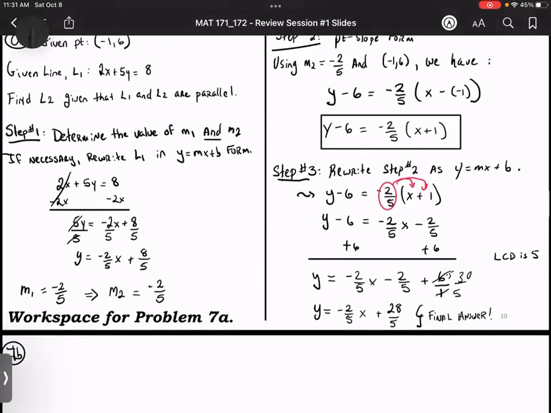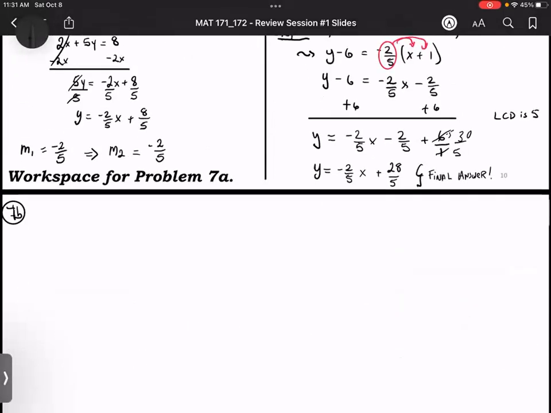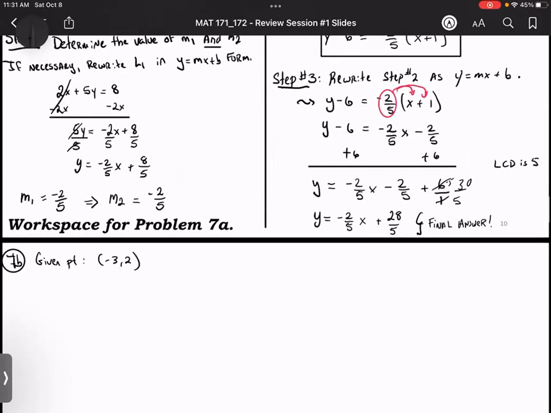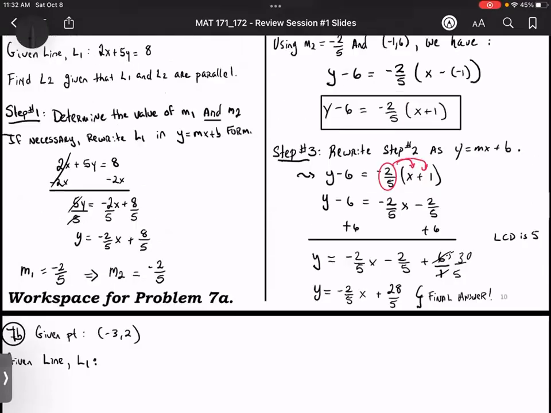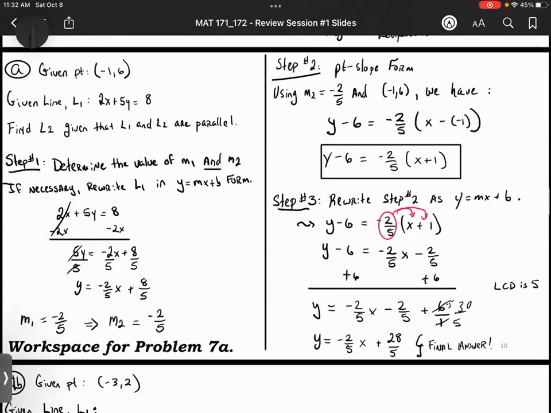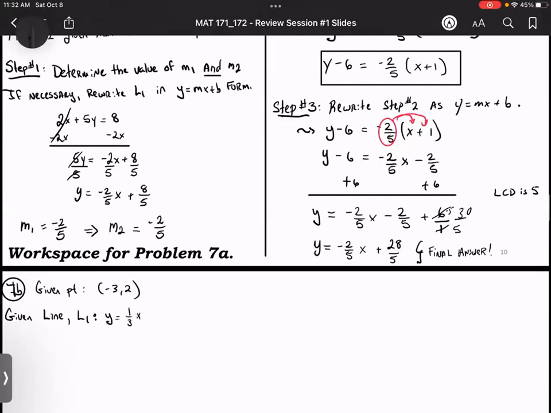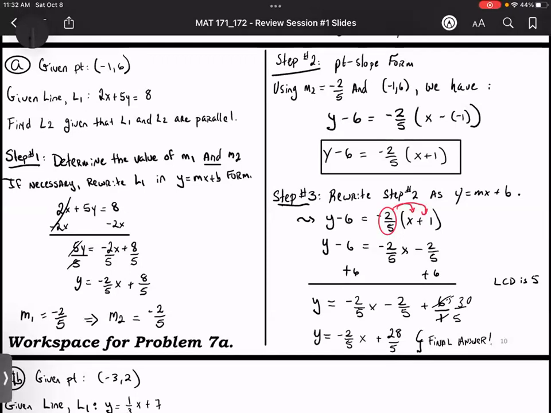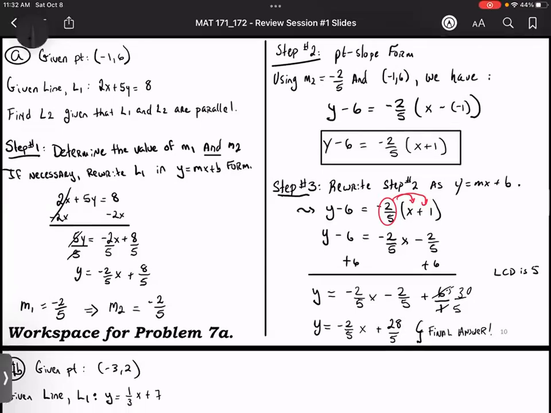So here's 7b. The given point was negative 3, 2. We have that the given line, again, we call that our line 1. It was equal to y equals 1/3 of x plus 7. And we also know that line 1 is perpendicular to line 2, and we have to find what line 2 is. So we're going to apply the same 3 steps that I mentioned here in part A. Determine the values of your slopes, then figure out the point slope form, and then the slope intercept form.